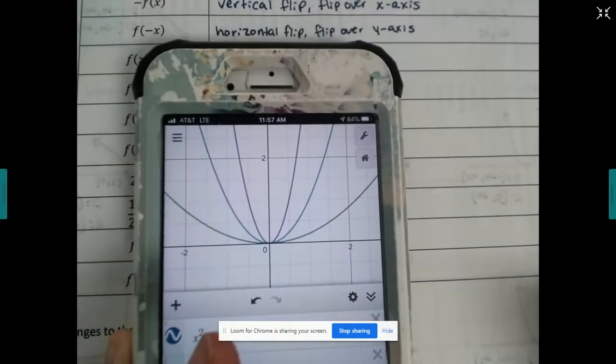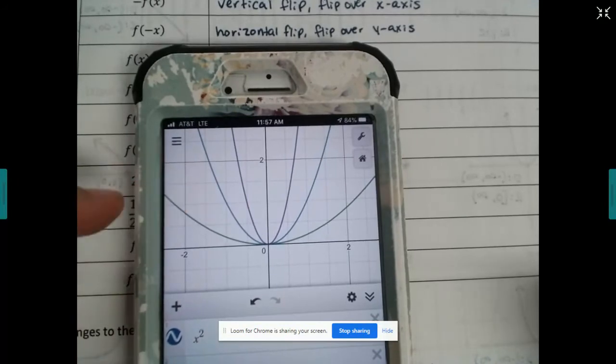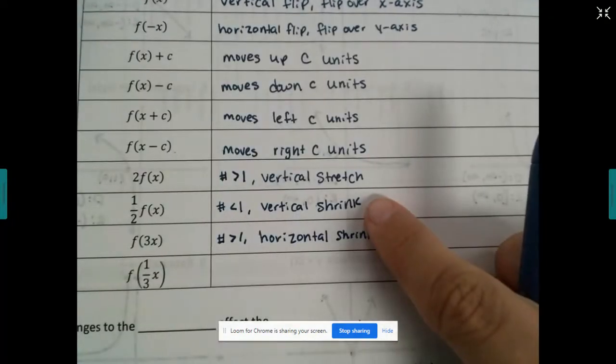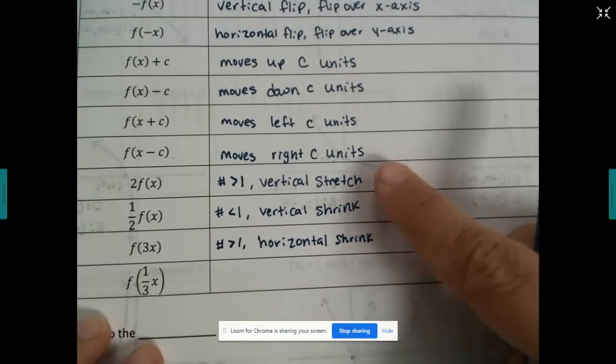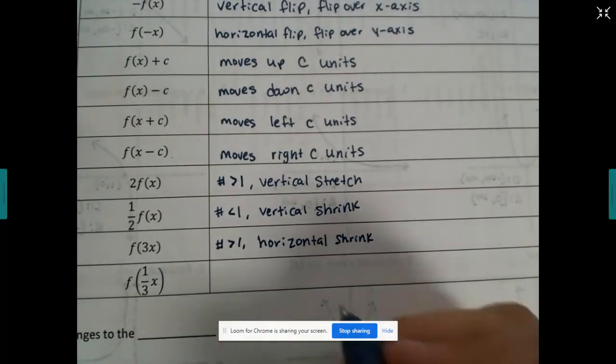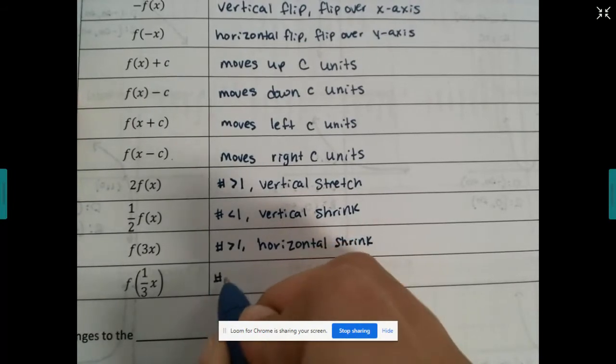So if we look at them, again, the one in the middle, that's our original. The green was that vertical shrink. And so then the purple is a horizontal shrink. So if you think about it, it squishes it this way, so it kind of makes it skinnier. So a horizontal shrink and a vertical stretch kind of do the same thing. And then our last one's going to be a horizontal stretch. And that's when our number is less than 1.